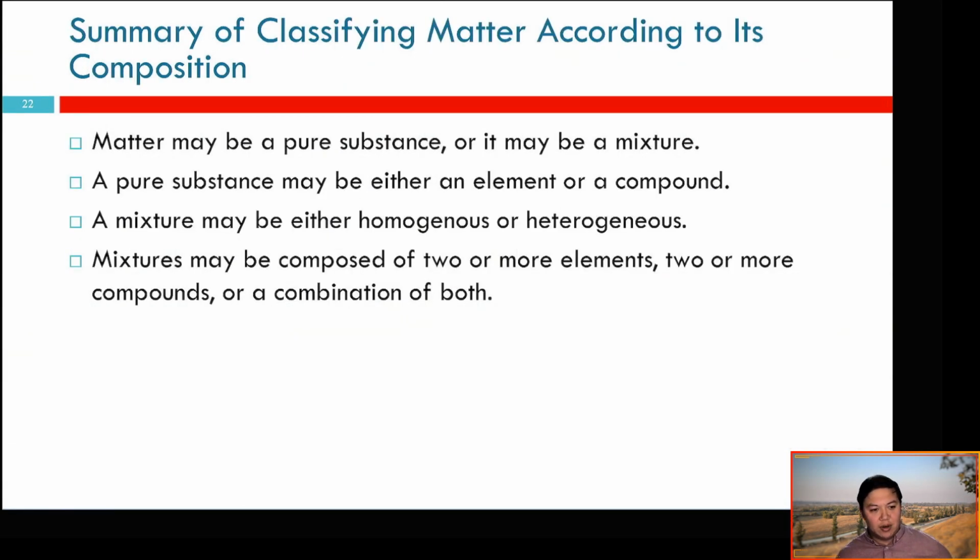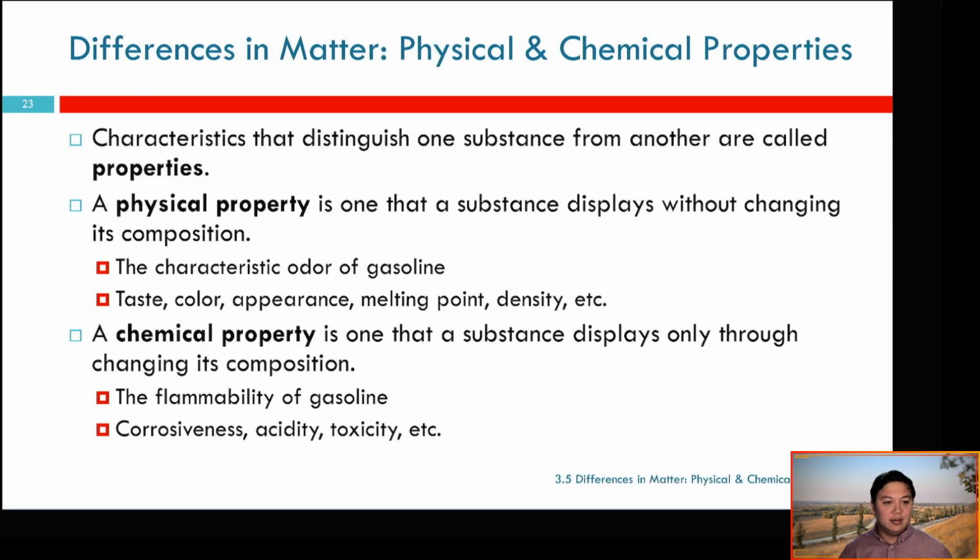Right, so let's just summarize here. Matter may either be a pure substance or it may be a mixture. Pure substances can be either elements or compounds. Mixtures can be either homogeneous or heterogeneous. Mixtures may be composed of two or more elements, two or more compounds, or a combination of both. So again, I would refer back to that flow chart. If you can lock that flow chart into your mind, that's going to be easier than just trying to remember these by rote.